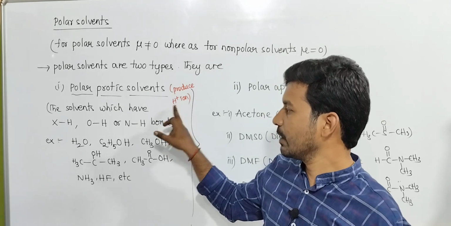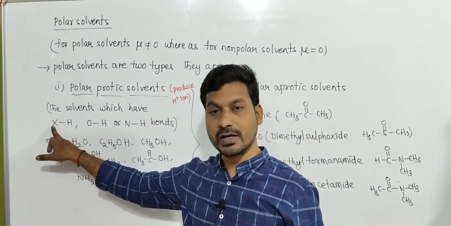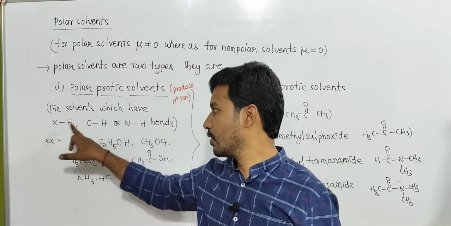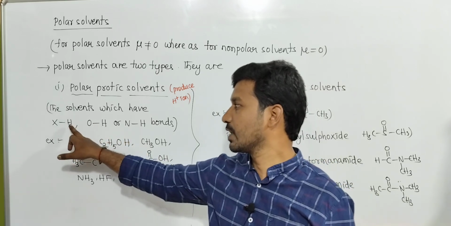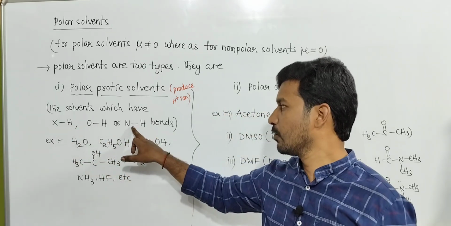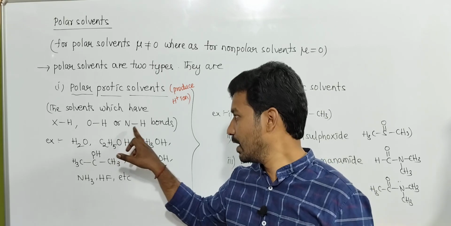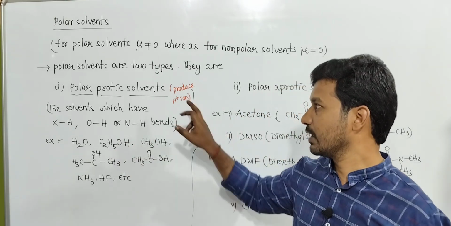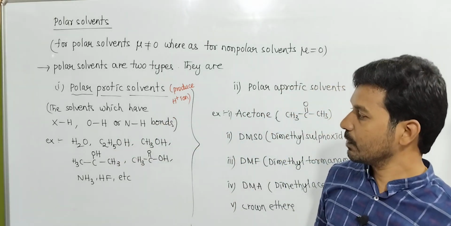To produce an H plus ion, hydrogen must be attached to a more electronegative atom like a halogen, oxygen, or nitrogen. Then the more electronegative atom takes the bond pair, and hydrogen is released as an H plus ion. Polar protic solvents produce H plus ions.